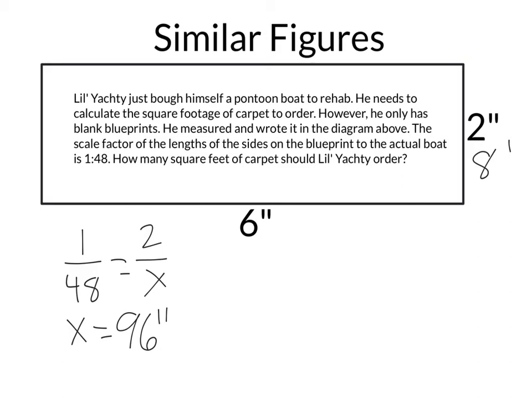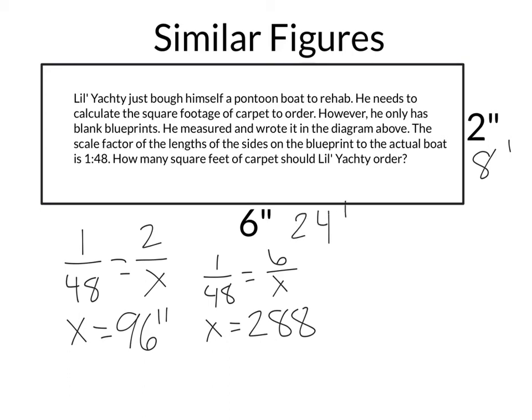Whew, wonderful. And if I were to do the same with the other side, 1 is to 48 as 6 is to what? If I were to cross multiply that, I'm going to have x equals, well, 6 times 48 is 288. So 288 inches or 24 feet. Awesome. Remember that one little tick mark means a foot.